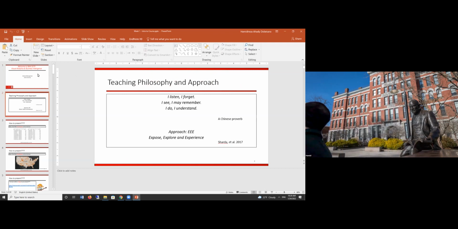Let's talk about the policy of this class. We have a textbook and some reading, but most of your evaluation is through your products. As this Chinese proverb says: I listen, I forget. I see, I may remember. But when I do, I understand.